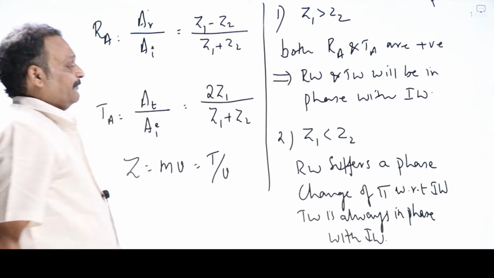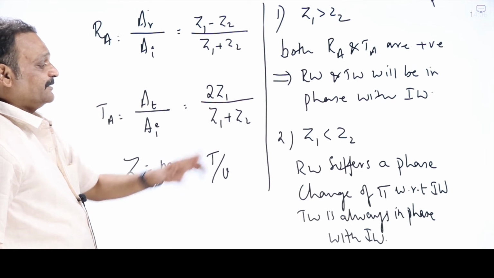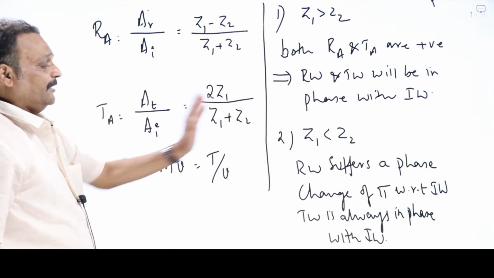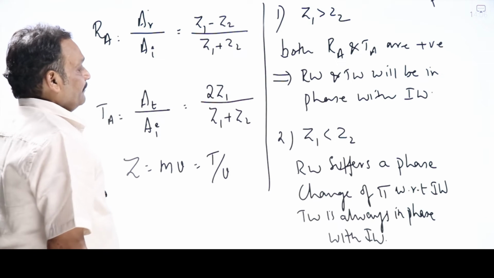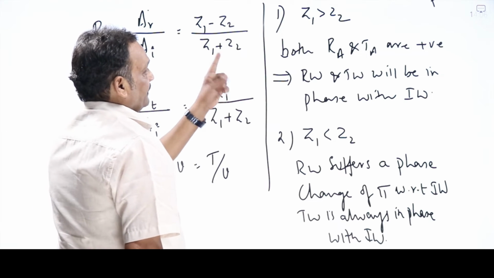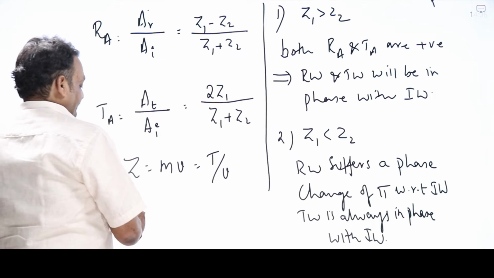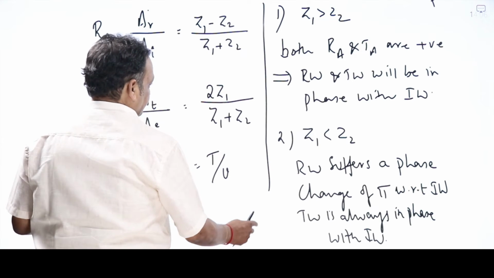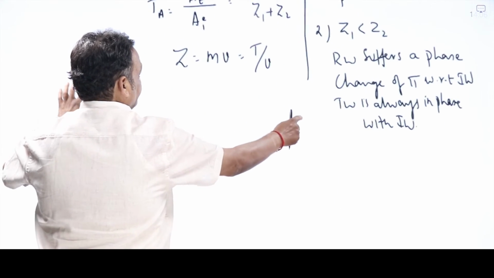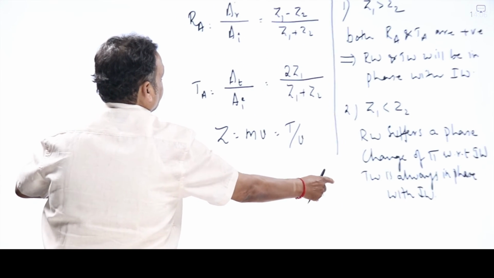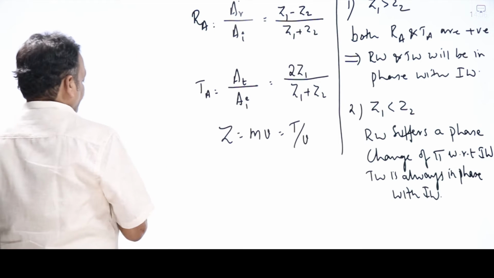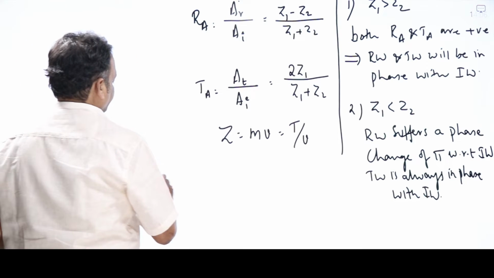Only the reflected wave suffers a phase change of pi with respect to the incident wave. The transmitted wave is always in phase with the incident wave. This is the case of Z1 greater than Z2 and Z1 less than Z2. Now suppose, at the junction of two media, x equal to 0 is the interface or junction.